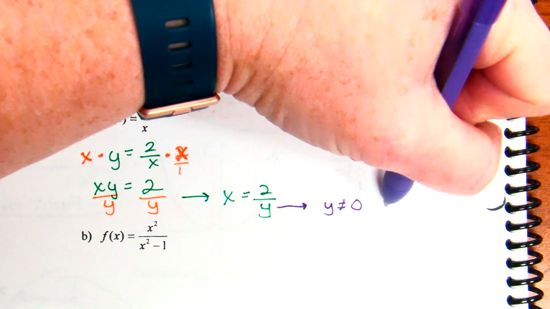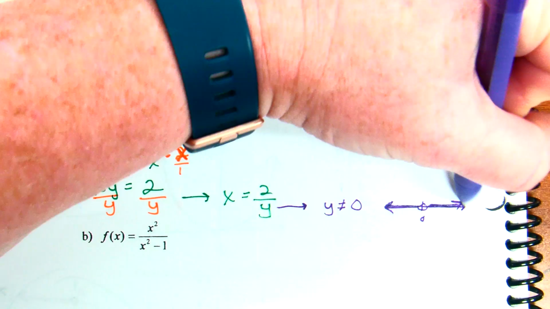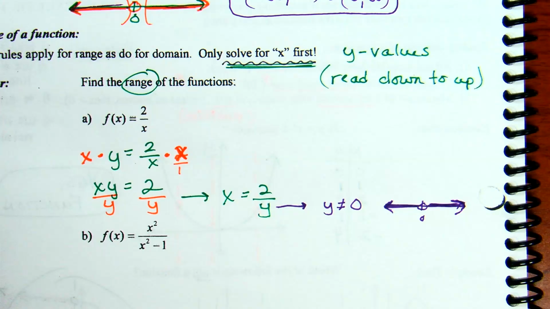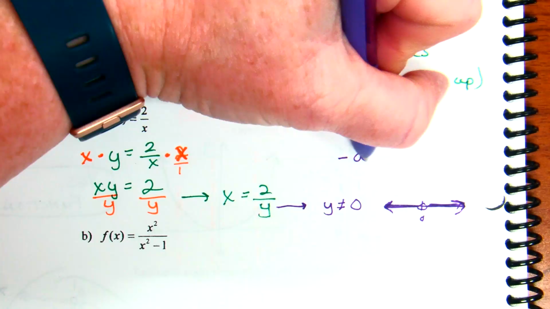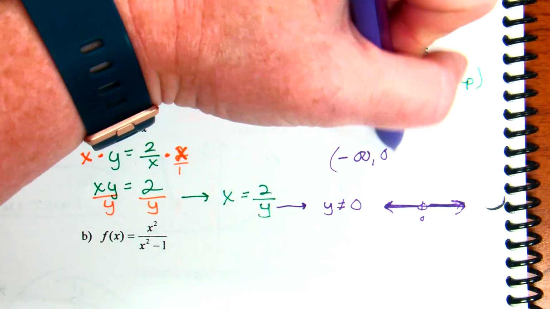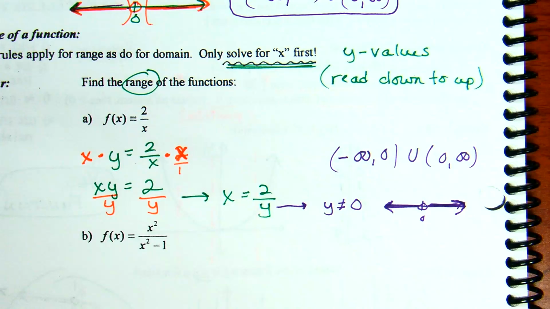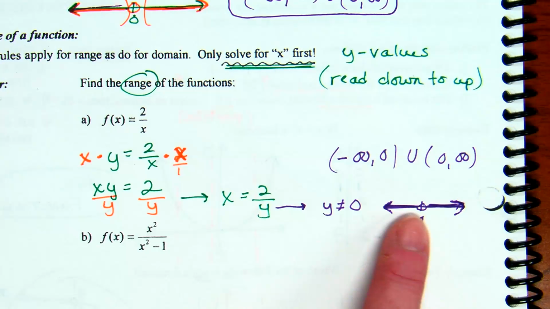In other words, think about your number line, right? We have 0 here. Y can't equal 0. It can be everything above and below. So still using interval notation, how do we write that? Negative infinity is my left interval going to 0, and then 0 to infinity.